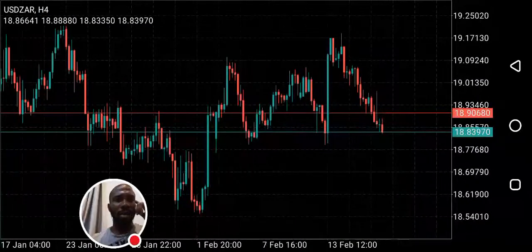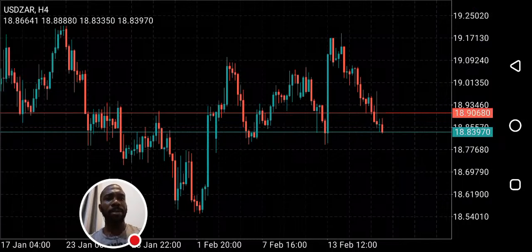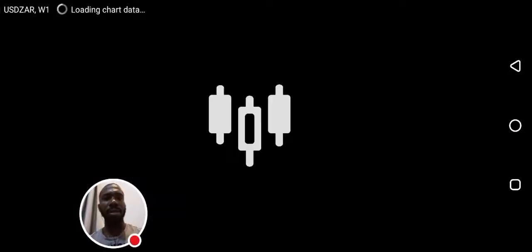Just by looking at the 4-hour time frame, we can tell that it is bearish. This is a bearish setup on USD ZAR, but let's start with the weekly.